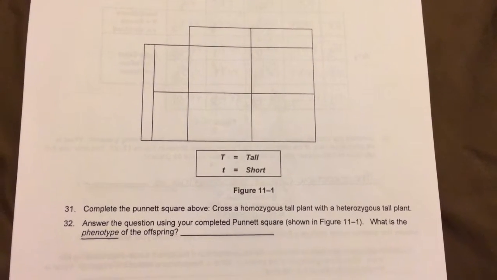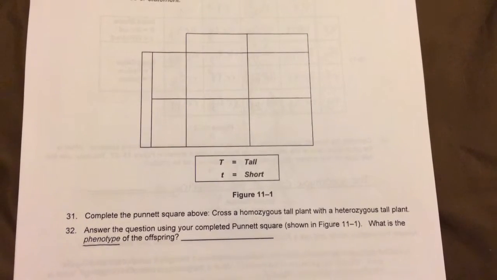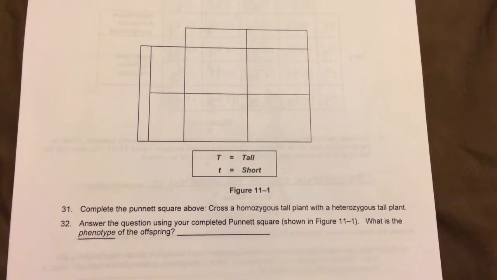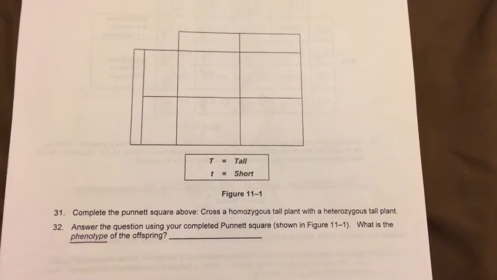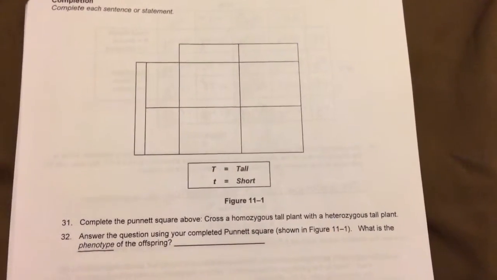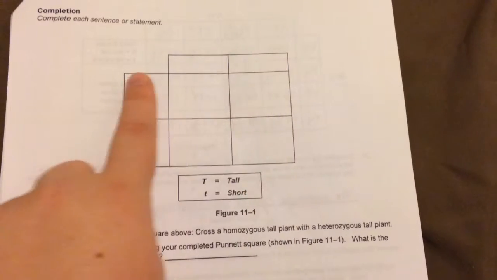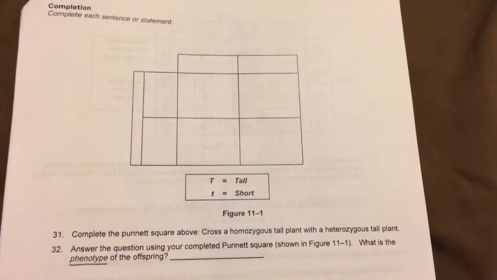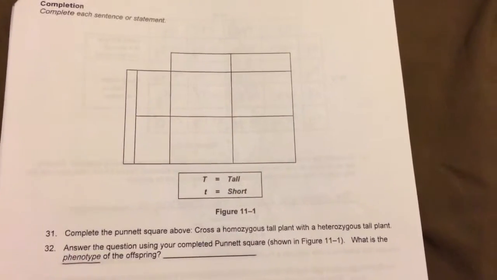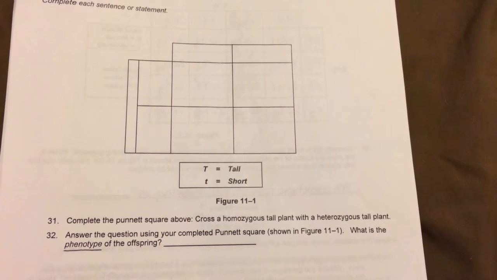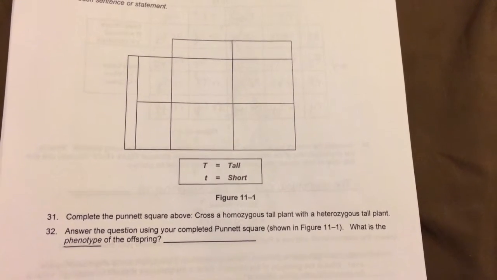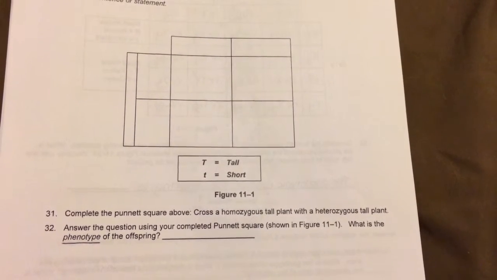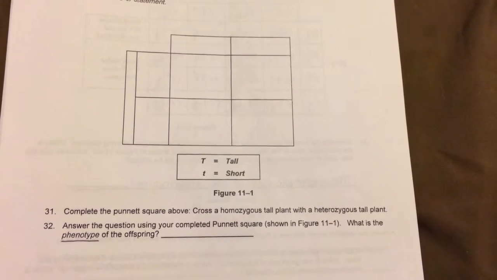Number 31. Complete the Punnett square above. Cross a homozygous tall plant with a heterozygous tall plant. So you need to know what homozygous and heterozygous mean and put the alleles in the correct spots and then figure out how they go together. Number 32. Answer the question using your completed Punnett square. What is the phenotype of the offspring?